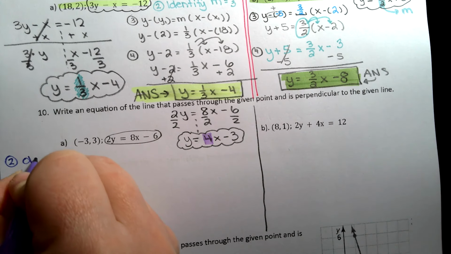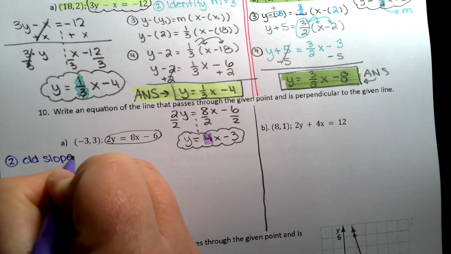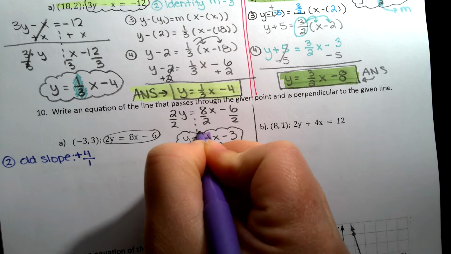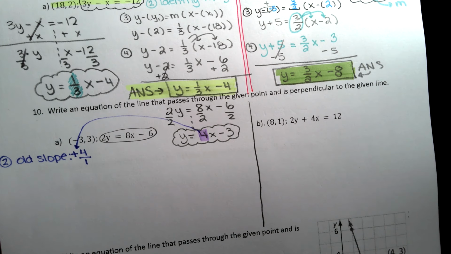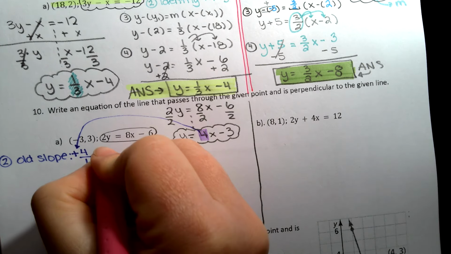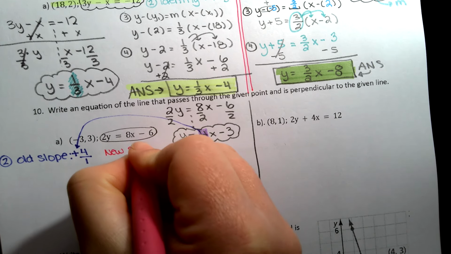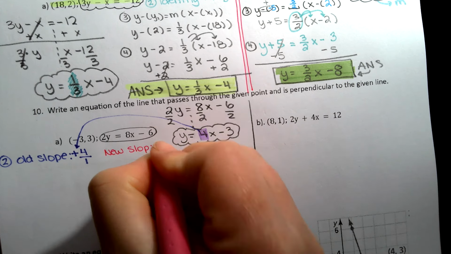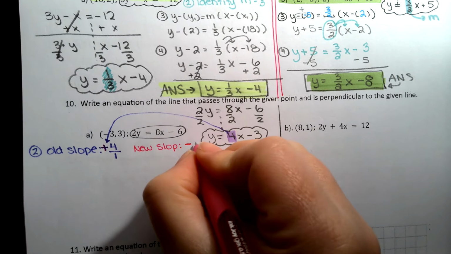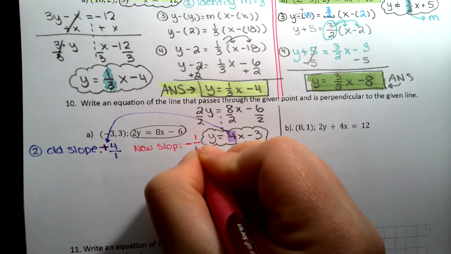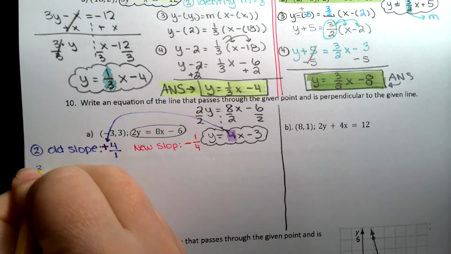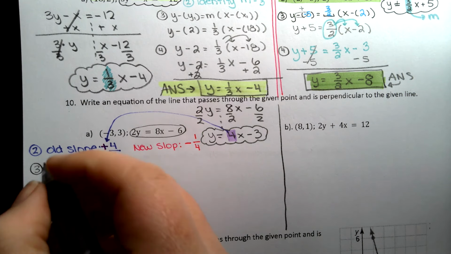We have an old slope, which is 4 over 1 positive. This is where this came from. Then I need to create a new slope. We're going to take that positive and make it into a negative. So this positive became a negative. Then I'm going to take that 1, put it on top, take that 4, put it on the bottom. This is the slope in step number 3 when we have our point slope form.